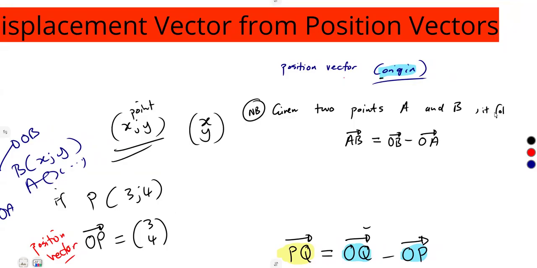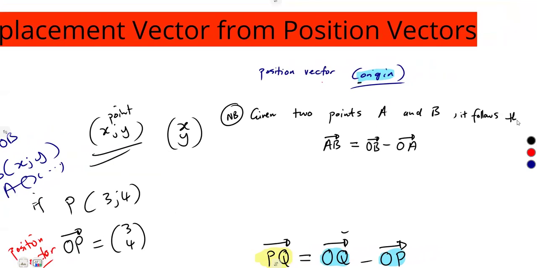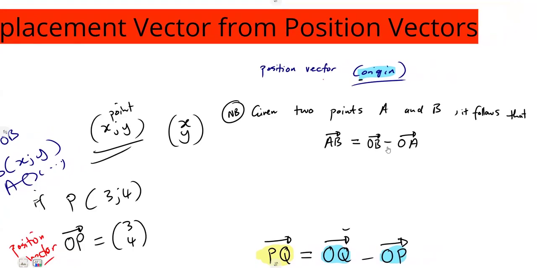So given 2 points A and B, it follows that vector AB is equal to OB minus OA. From the 2 points, you obtain the position vector OA, and from point B, you obtain the position vector OB. That is the concept. Those are the ones that you're going to simply use here: OB minus OA as vectors.